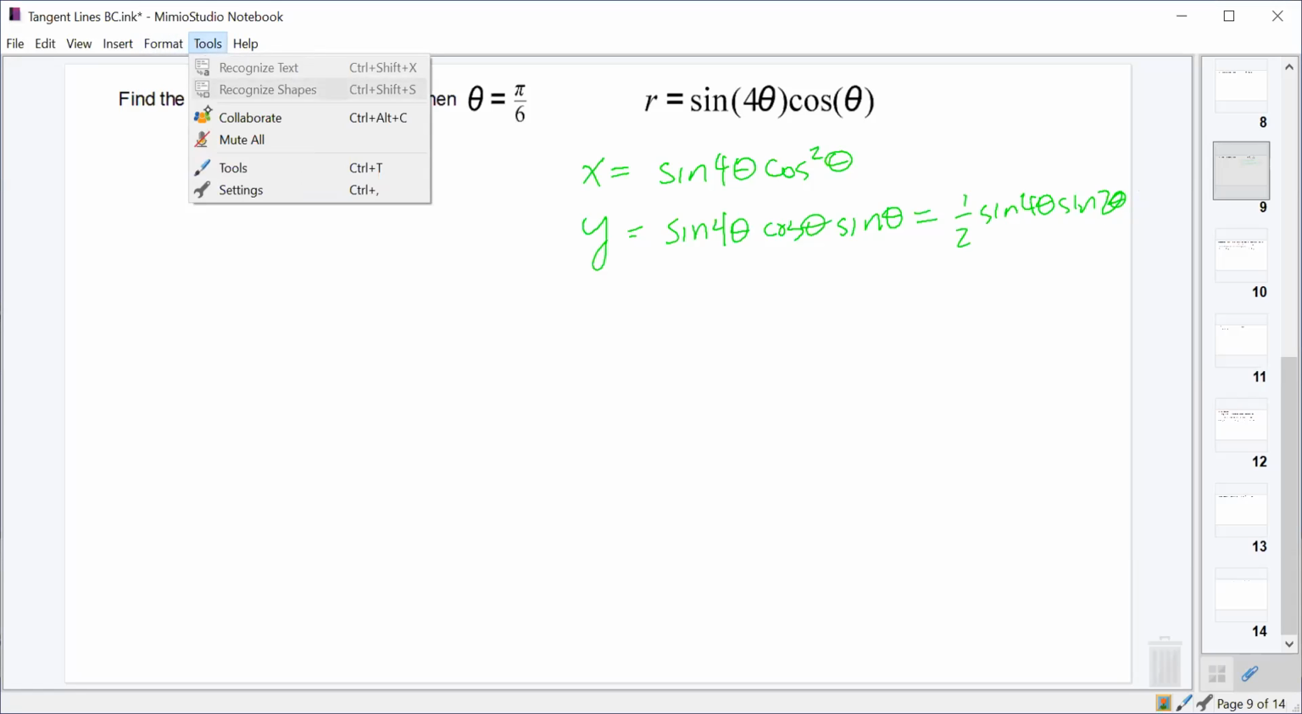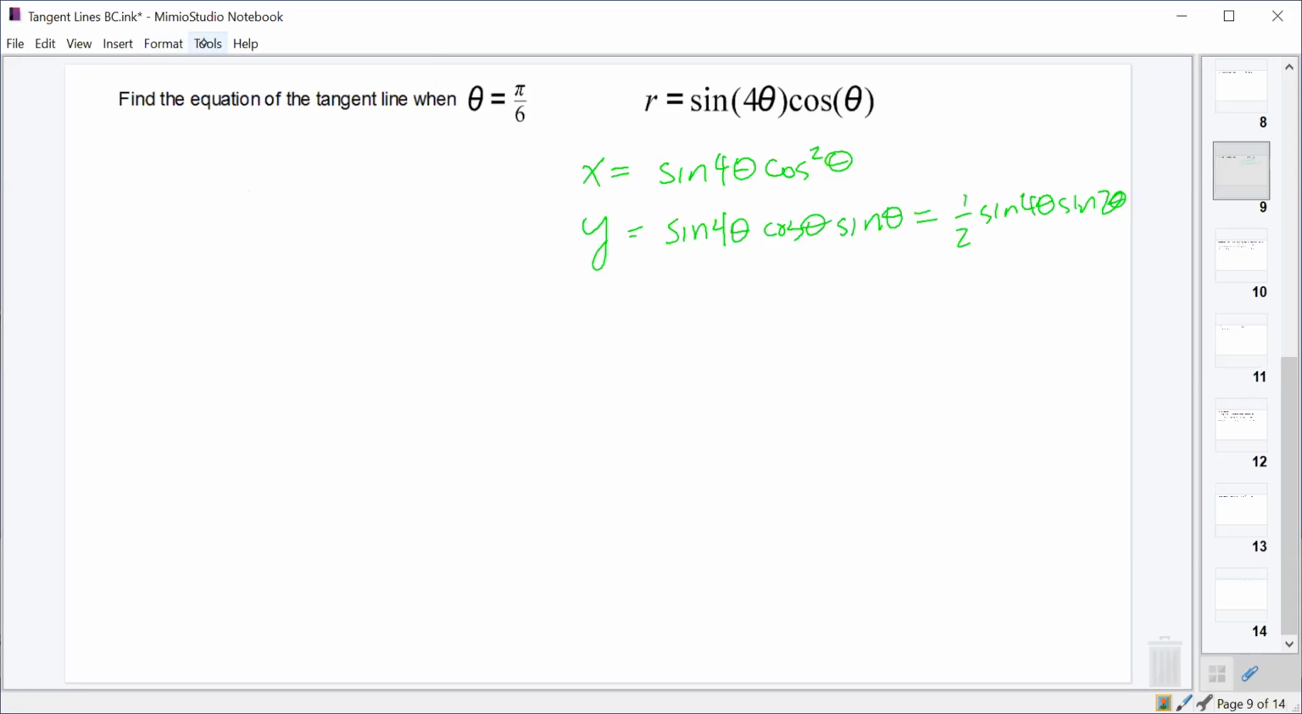So let's do this. I'm trying to get another color. Oh no, the toolbar disappeared. It was there, now it's gone. There we go. All right.